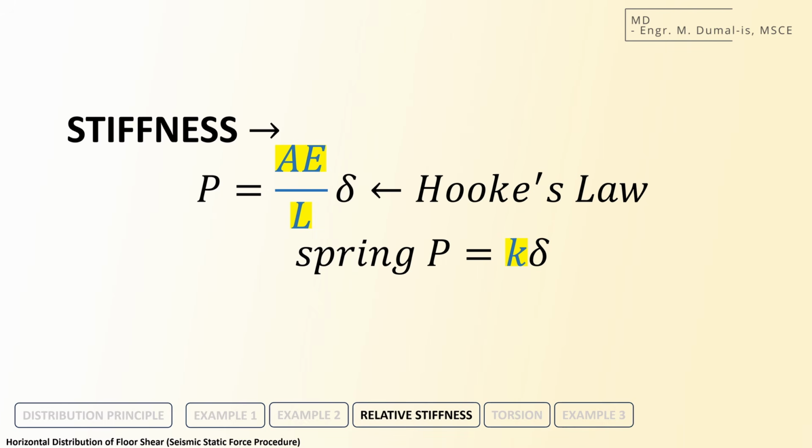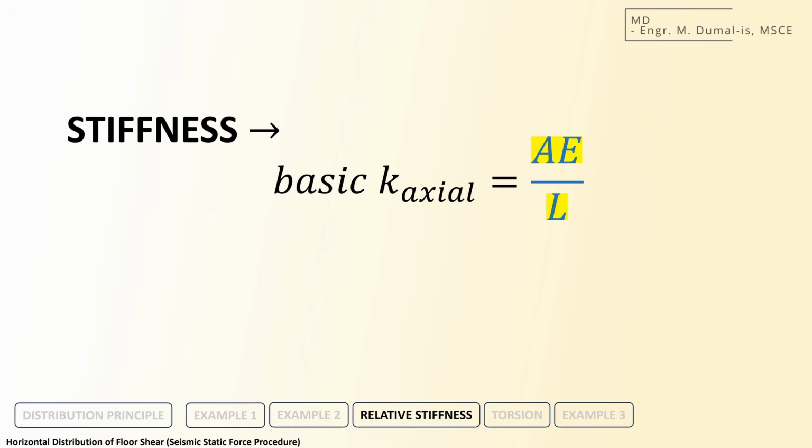This mirrors the linear spring equation P equals K times delta, where stiffness K defines the force required to produce unit deformation. By analogy, the axial stiffness of a member is expressed as K equals A times E over L, directly linking material properties, modulus E, and geometry, area A, length L, to structural resistance. This formulation underpins the axial stiffness used in load distribution analysis.